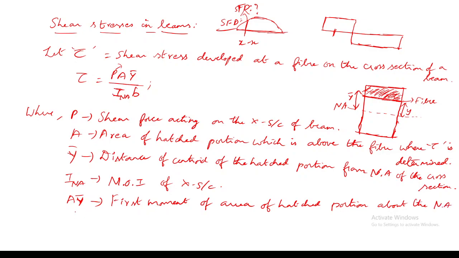And b is nothing but the width of the cross section where tau is to be determined. So what is b here? It is nothing but this distance. This total distance is nothing but b.